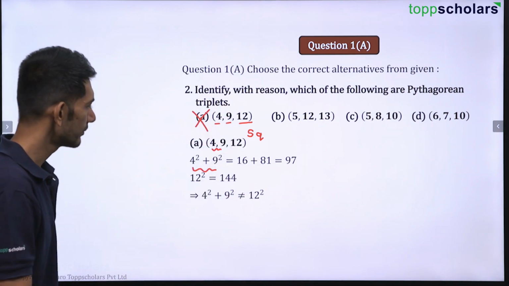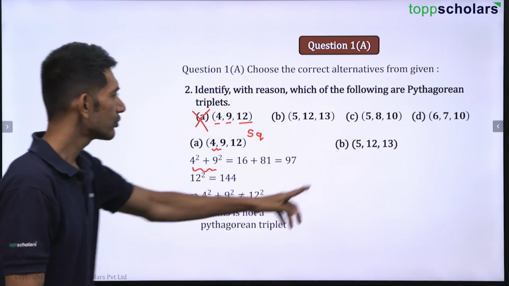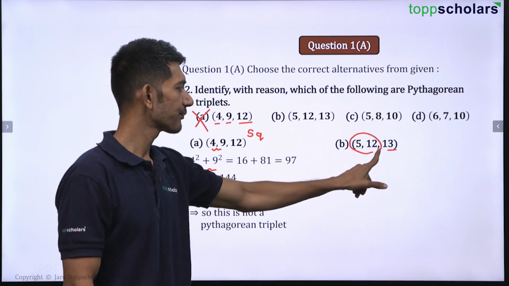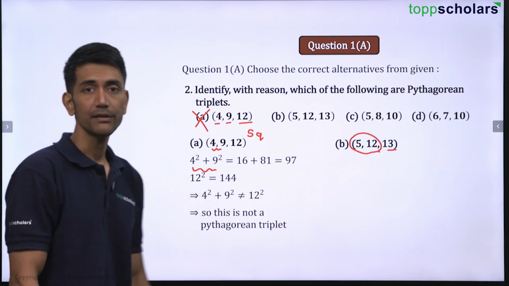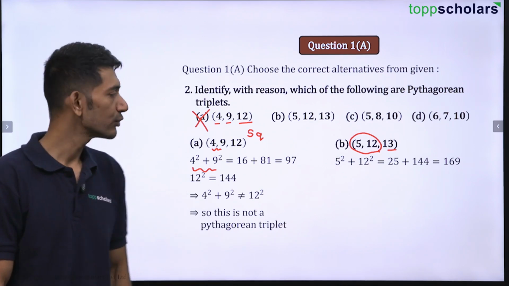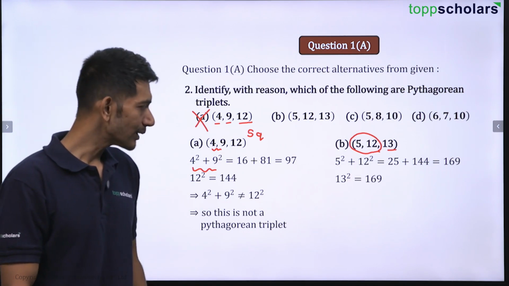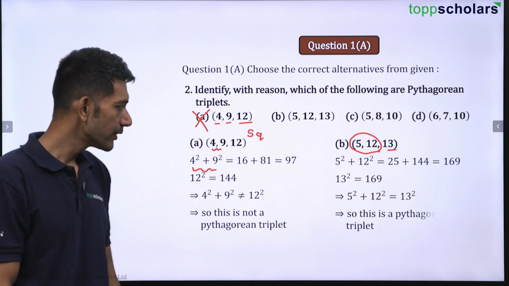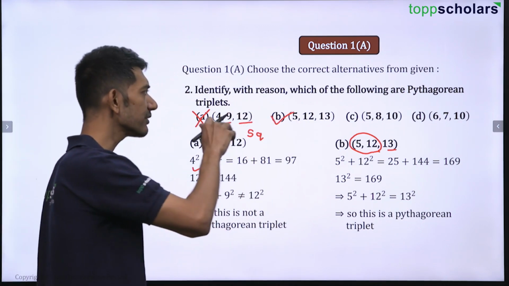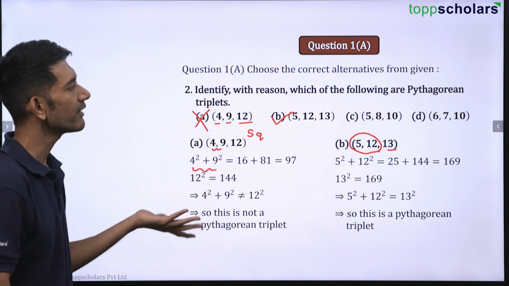We move further. Then we move on to 5, 12, 13. So again 13 is the bigger number, keep it aside. First you can square and add these two. That is 5 square plus 12 square, which is 25 plus 144, that gives you 169. And 13 square is also equal to 169. So 169 is equal to 169, right? So definitely this is a Pythagorean triplet. Anyways, the question says which of the following. So 5, 12, 13, already we have got the answer.